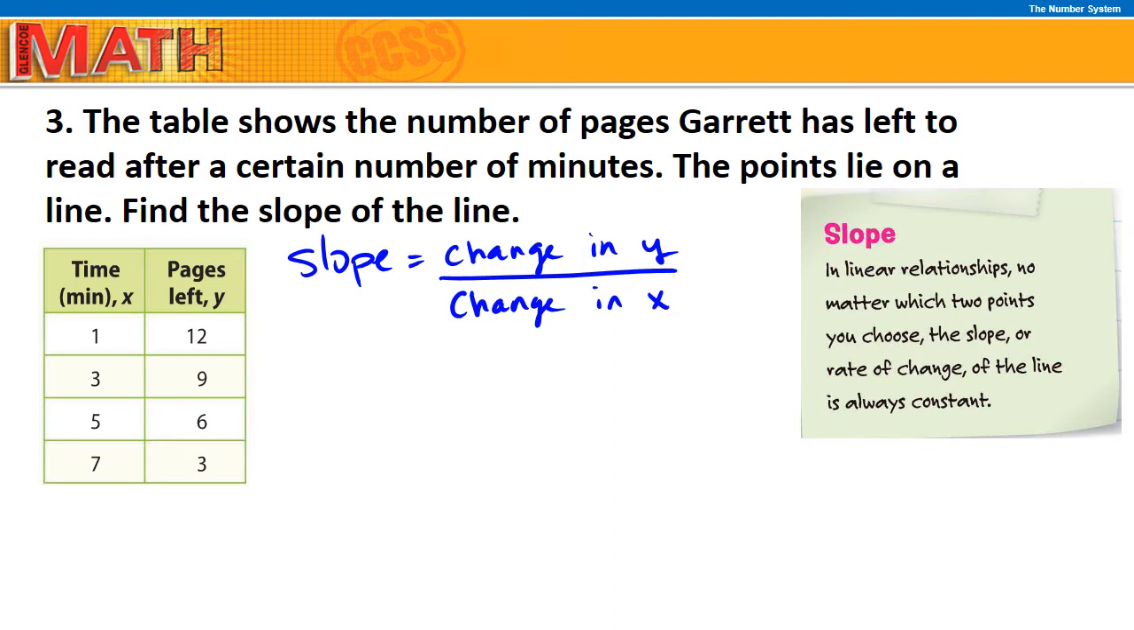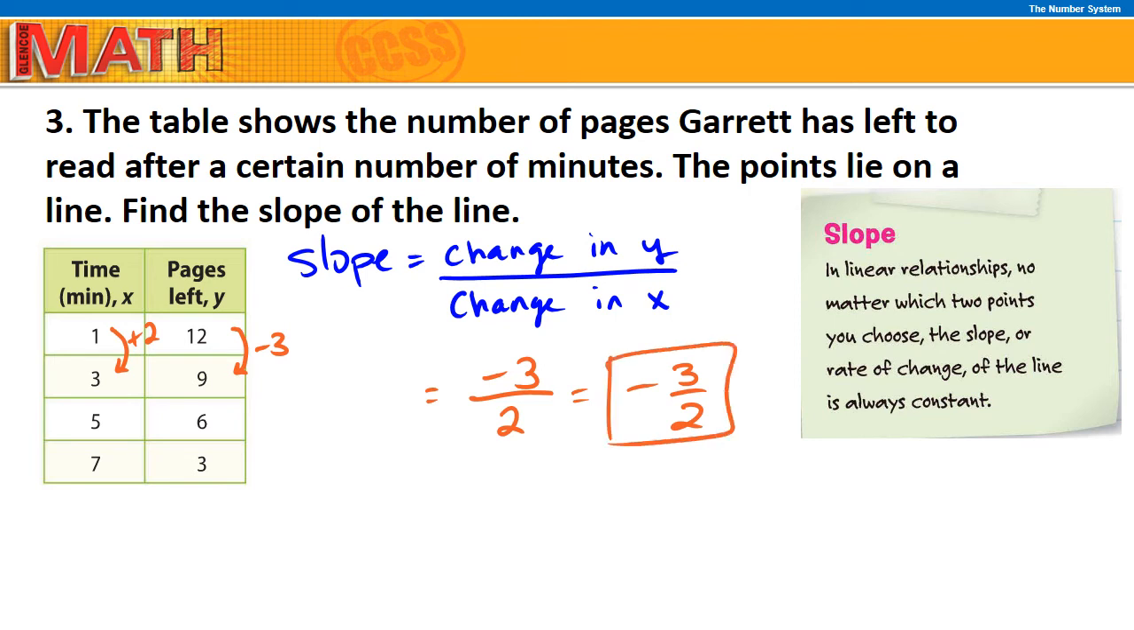So what we're going to do is find the change in y between 2 points. Between 12 and 9, we went -3. And then between 1 and 3, we went +2. So it's plus 2 for the time, and -3 on the pages. So here's our slope. It's going to be -3 halves.